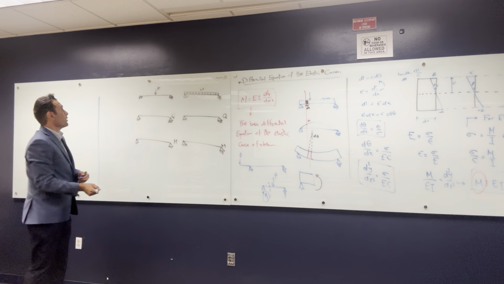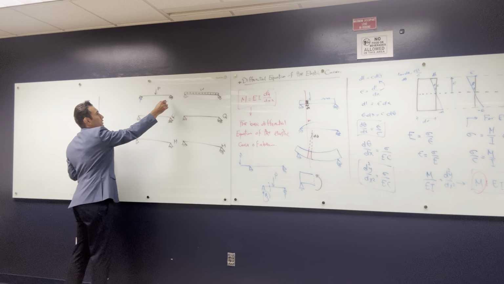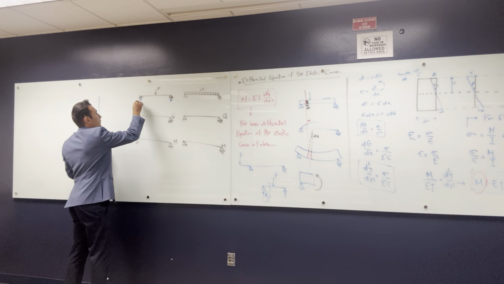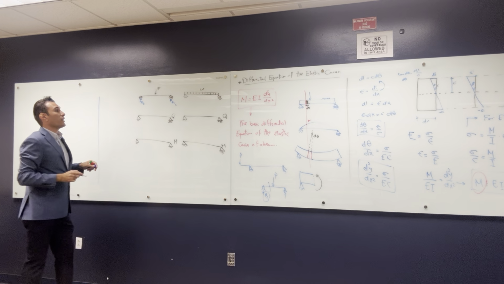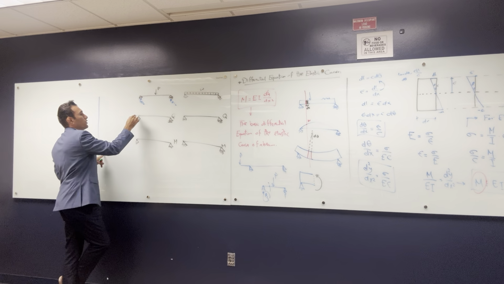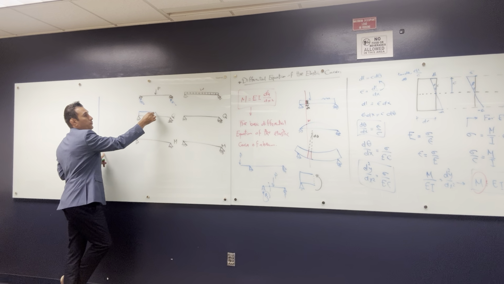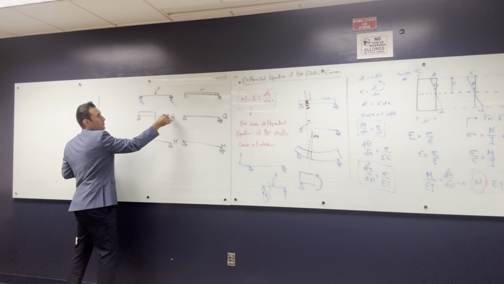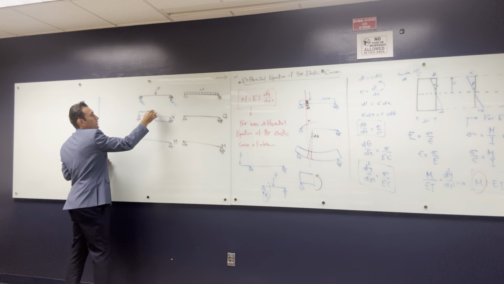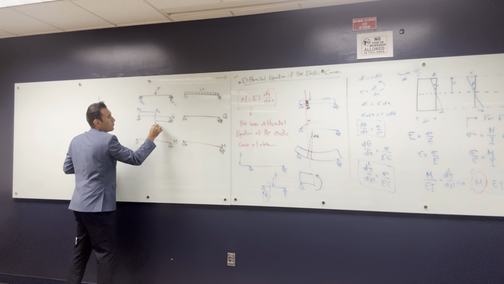So if you have a P like this, what is the reaction here? P over 2 and P over 2. That's the loads and the reactions. How about the shear here? It goes up P over 2, and then constant, and then P gets us down, and then we go constant until P over 2 gets us up like this. So this is P over 2, P over 2.